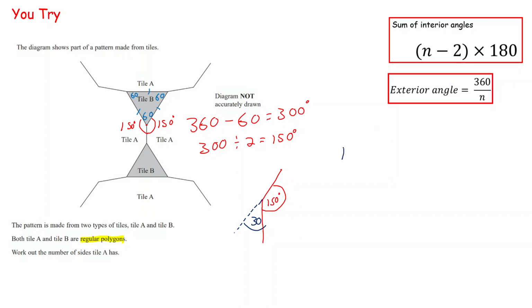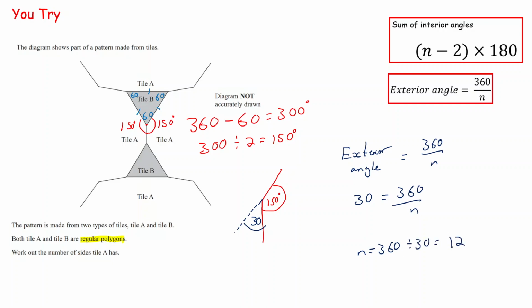I can say the exterior angle is equal to 360 divided by n, my number of sides. The exterior angle, I've just said, is 30, being equal to 360 divided by n, and n is going to be equal to 360 divided by 30, which is equal to 12, because 360 divided by 12 is 30. So the number of sides is equal to 12. So that is your answer for this one.